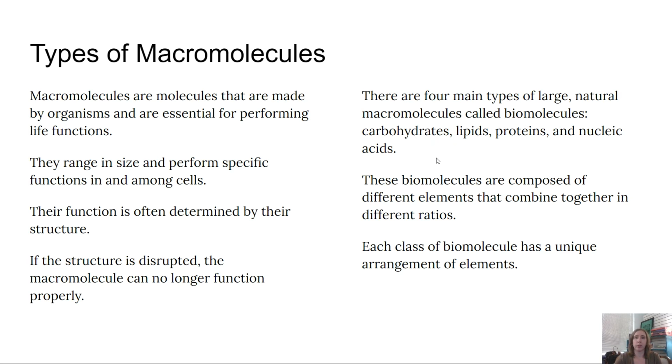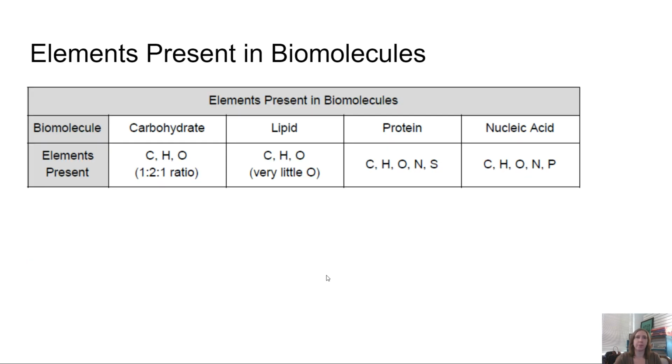These biomolecules are composed of different elements that combine together in different ratios. Each class of biomolecule has a unique arrangement of elements. So here are the elements present in a carbohydrate: carbon, hydrogen, and oxygen in a 1:2:1 ratio. In a lipid, there's very little oxygen, and then a protein has carbon, hydrogen, oxygen, nitrogen, and sulfur. In a nucleic acid, it has carbon, hydrogen, oxygen, nitrogen, and phosphorus.